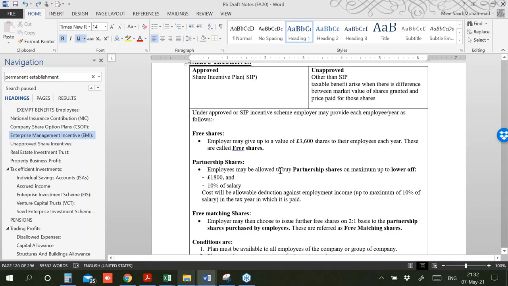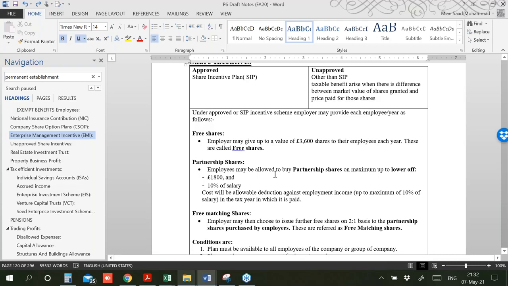The company may then choose to issue further shares. These are called free matching shares, but their proportion is fixed. They will be 2:1 on the basis of your partnership shares. So obviously, first there will be free shares. The second step will be, if the company wishes or the employee wishes, partnership shares, and then there will be free matching shares.